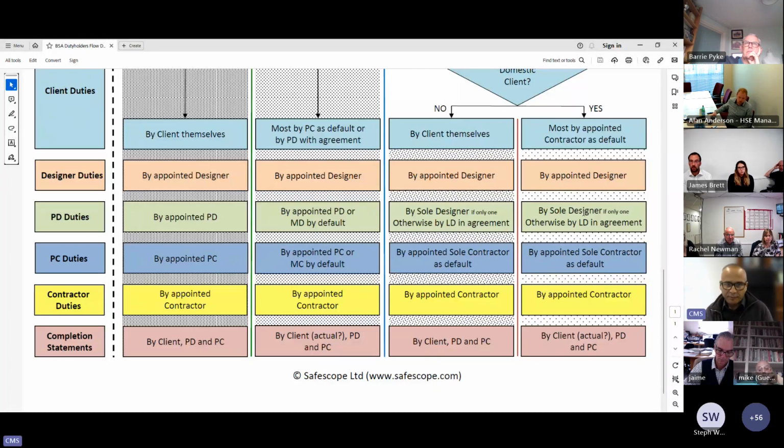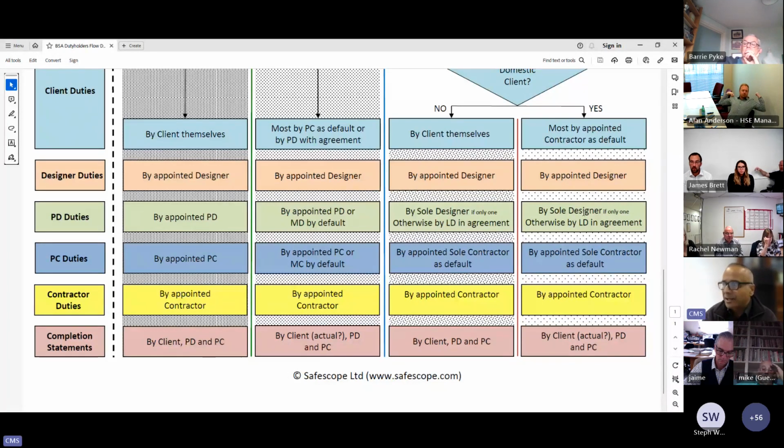So they have to agree between them who will be brave enough to look after the principal designer duties, and then that agreement has to be in writing and the client needs to be made aware of it. So there's no getaway now from the principal designer duties.